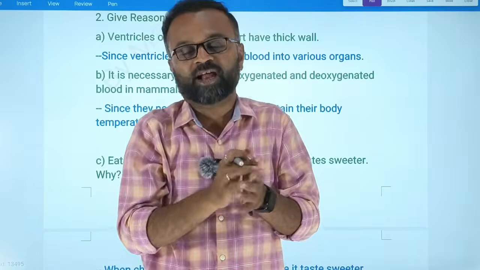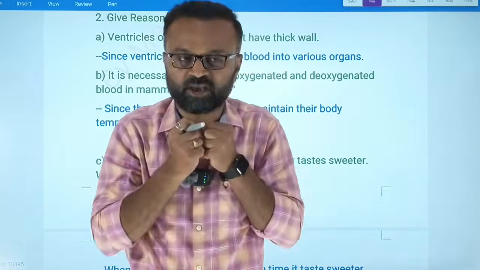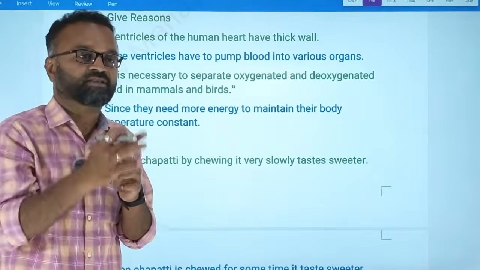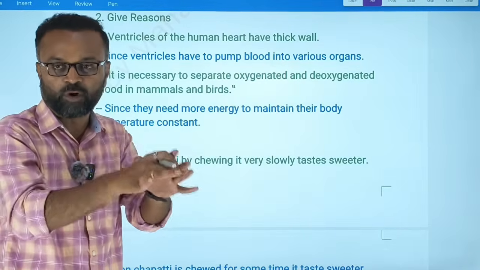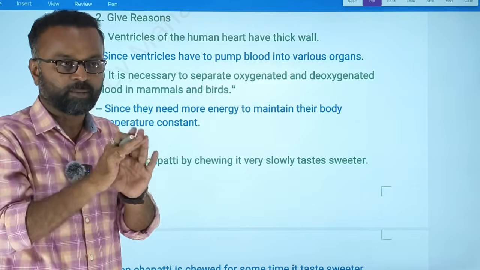Oxygen is required. That means oxygenated blood should flow separately so that they can utilize more oxygen and produce more energy. That energy, most of all, is spent in maintaining a constant body temperature. Do not forget this. Constant body temperature.